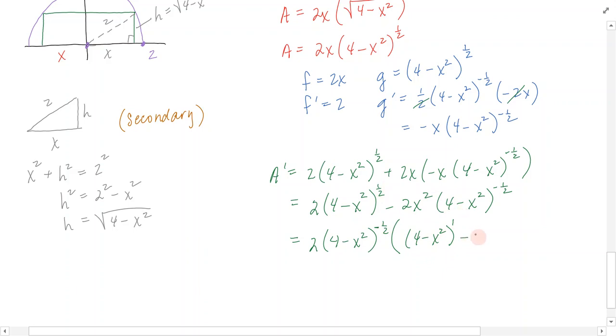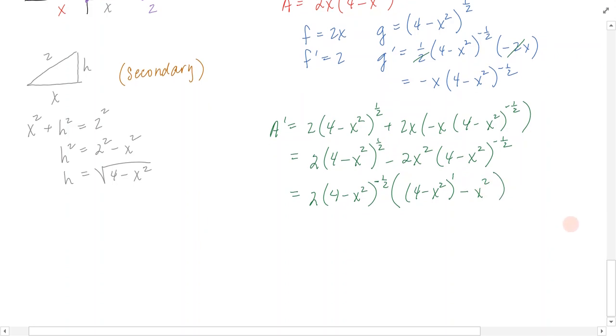And let's see, minus an x squared. We can simplify further from here. I have 2 times 4 minus x squared to the negative 1/2 times 4 minus negative x squared, and a negative x squared would be 2x squared.